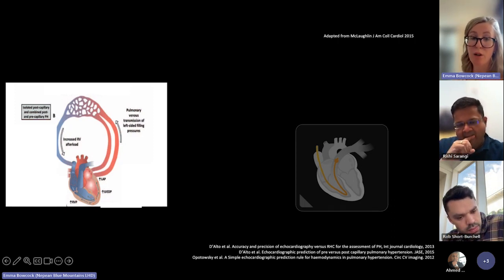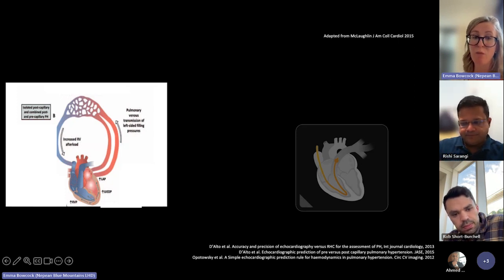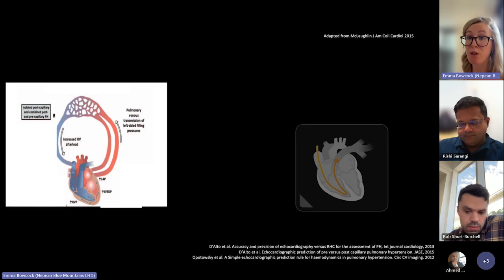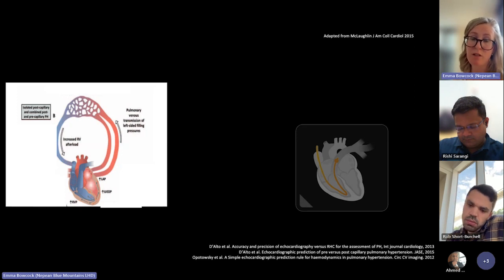Okay, so post-capillary pulmonary hypertension, or you can have pre-capillary pulmonary hypertension where you've got a problem here, pre-capillary, and that's causing your increased RV afterload. And then you'll have a certain group of patients that have combined pre and post pulmonary hypertension. And obviously patients need a right heart cath to investigate this fully. Even right heart cath is not perfect for this, but it's the gold standard.